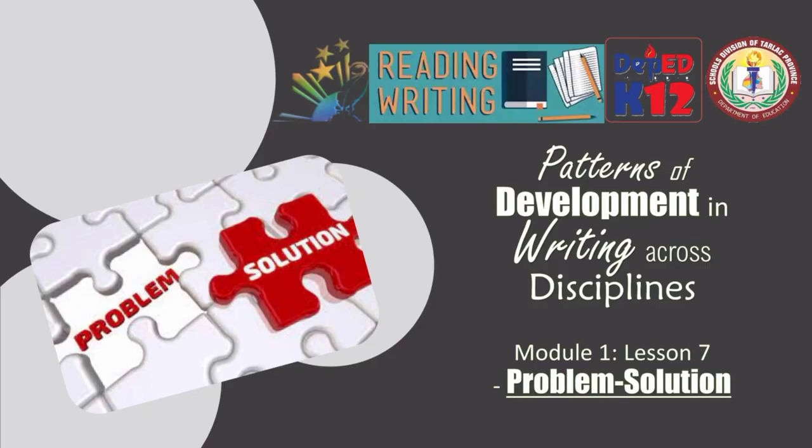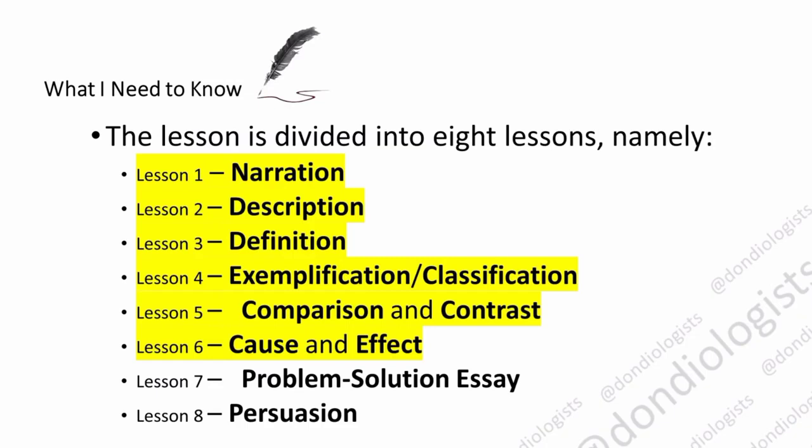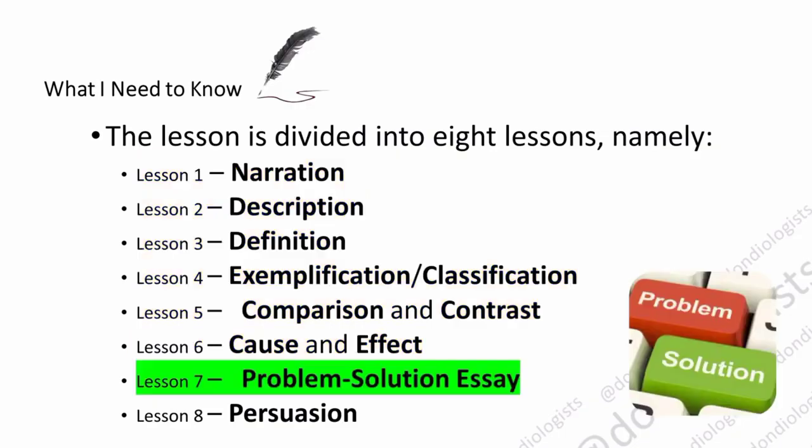This is lesson 7 of the 8 patterns of development in writing. Previously, we have had narration, description, definition, exemplification and classification, comparison and contrast, and cause and effect. Now for this lesson, for lesson 7, let's have problem solution.